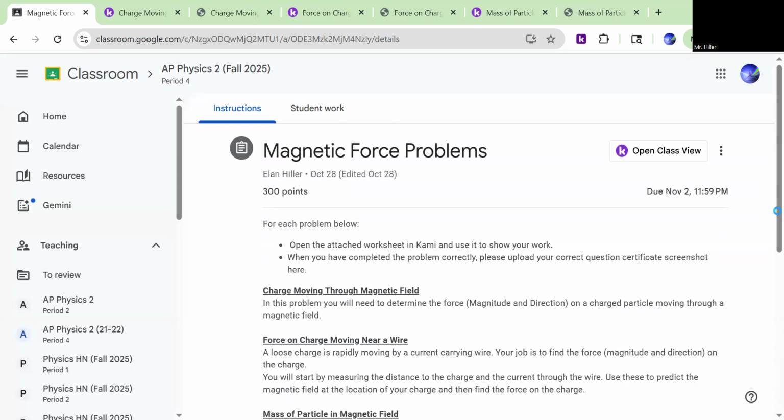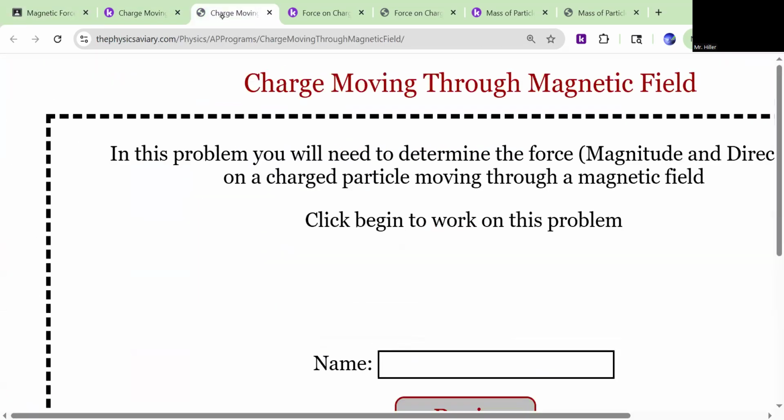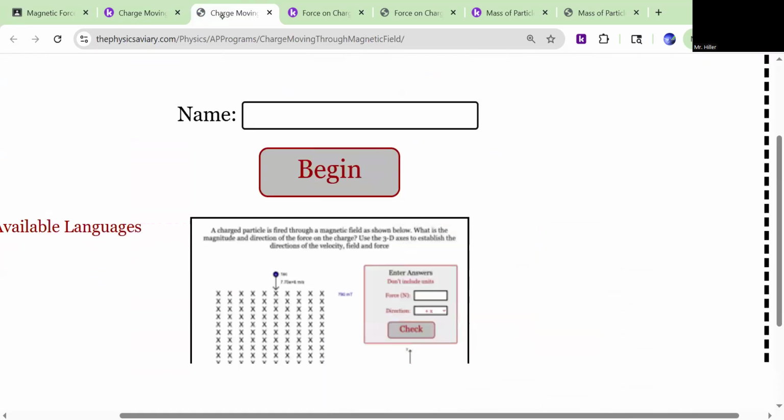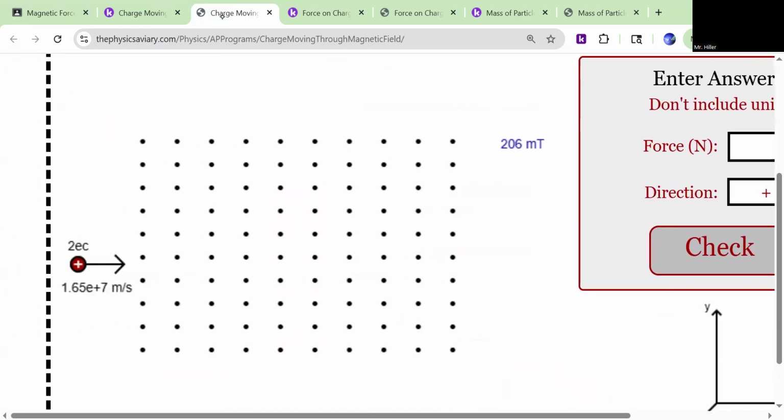Let's begin. First question is charge moving through a magnetic field. So please go ahead and put your name in the program so that we can begin. Now, you notice you're going to be given different things. You might be given a field going into the page or out of the page. Remember, dots means the field is coming out at you in the positive z direction. X means the magnetic field is going into the page in the negative z direction.